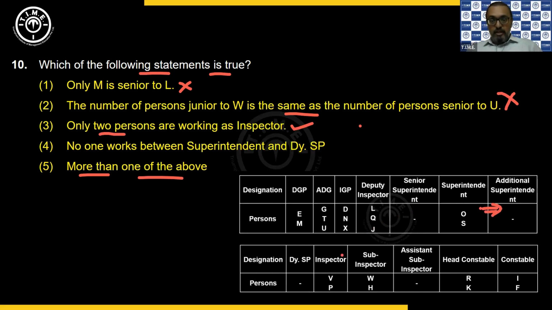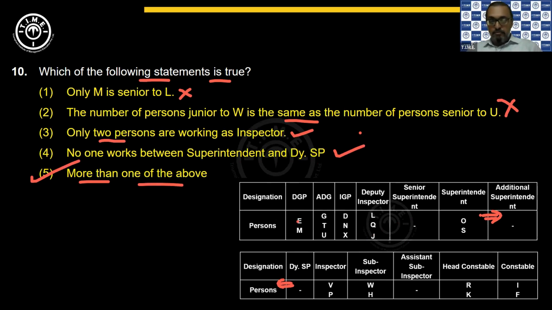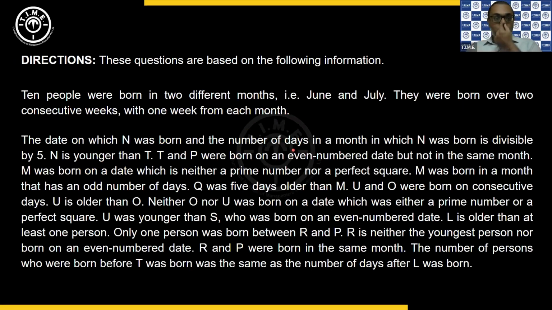After superintendent and before deputy SP, there is additional superintendent. So no one is working. Yeah. So more than one. That is true. Correct. Option 5 works. Good. 3 and 4. Correct. Very good. Excellent. All of you are right. Okay. So those were the questions you have. Now coming to the next.